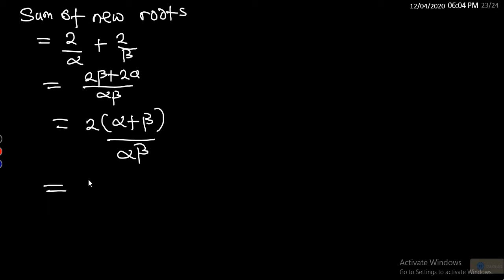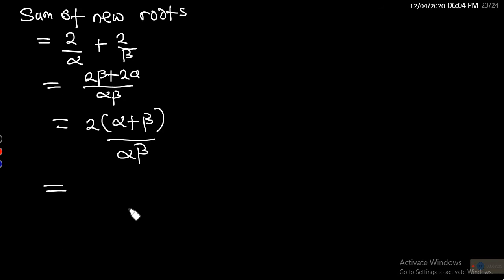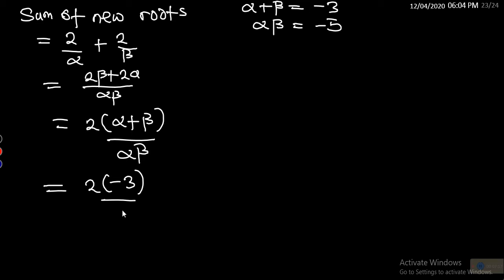Okay, so if we substitute what we have from there, we have minus 3 and minus 5. So remember that the sum of the given roots is minus 3 and the product is minus 5. So if we substitute that in here, we have 2 into minus 3 all over minus 5, and this will give us minus 6 over minus 5, and that is just 6 over 5.